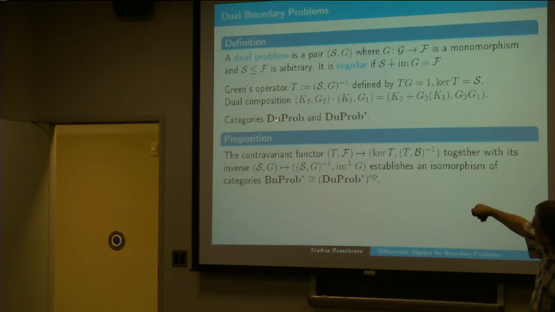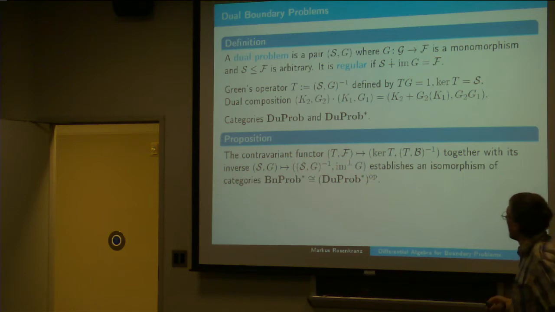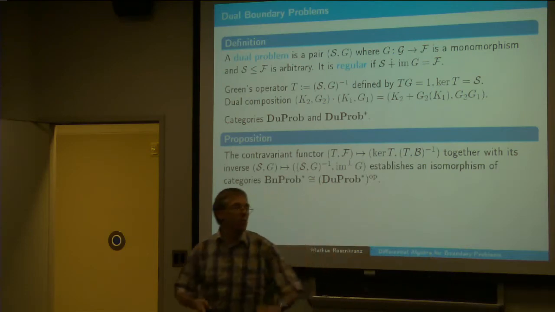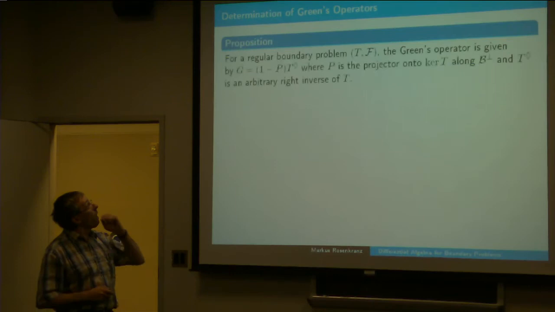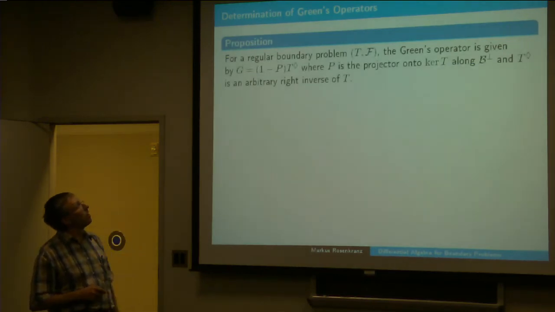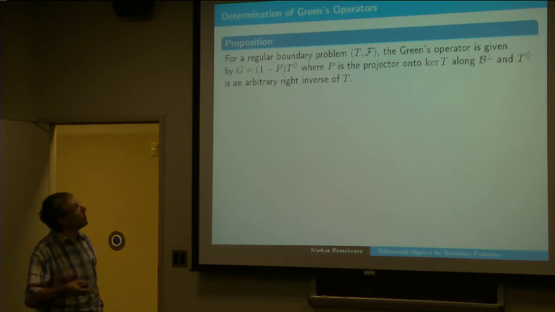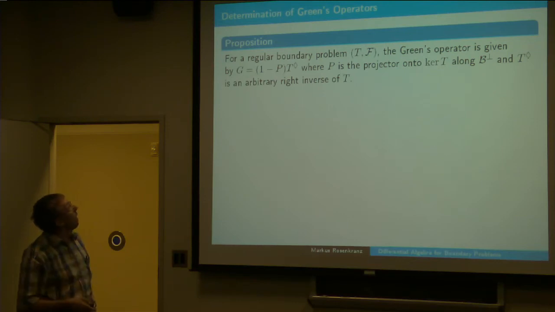Now that's then just a functor between these two categories if you add this extra information, namely the kernel of T. And similarly here, you can also move back from a dual boundary problem to a primal normal boundary problem. You get an isomorphism or a dual isomorphism, an equivalence of categories. Okay? Good, yeah? So now, how do you actually determine Green's operators? And that's, of course, important for the Maple package also, and I will show you that tomorrow.